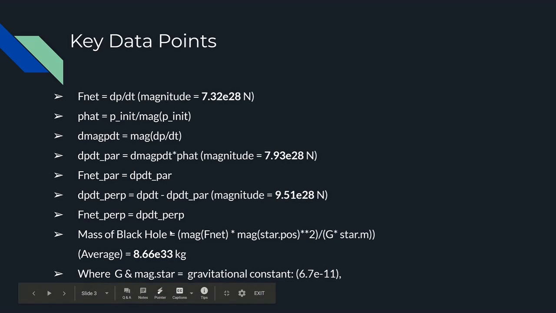For the mass of my black hole, I got it by taking the magnitude of my net force times the magnitude of my star's position squared, and dividing it by the universal gravitational constant times the mass of the star, which we know to be 2 times 10 to the 30 kilograms. And then for this, the average I got was 8.66 times 10 to the 33 kilograms.